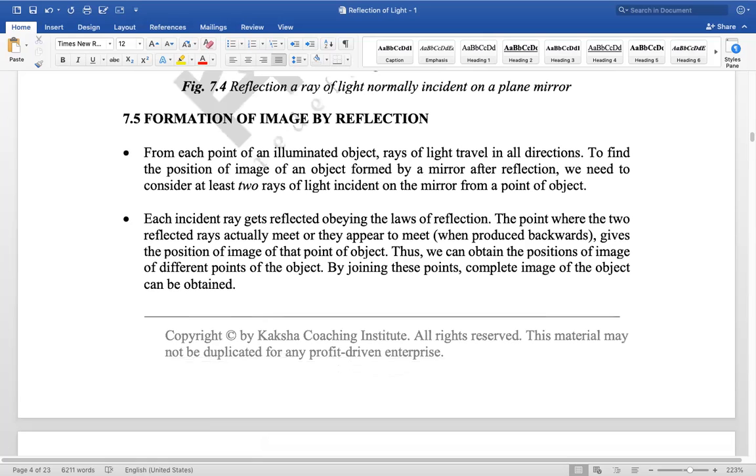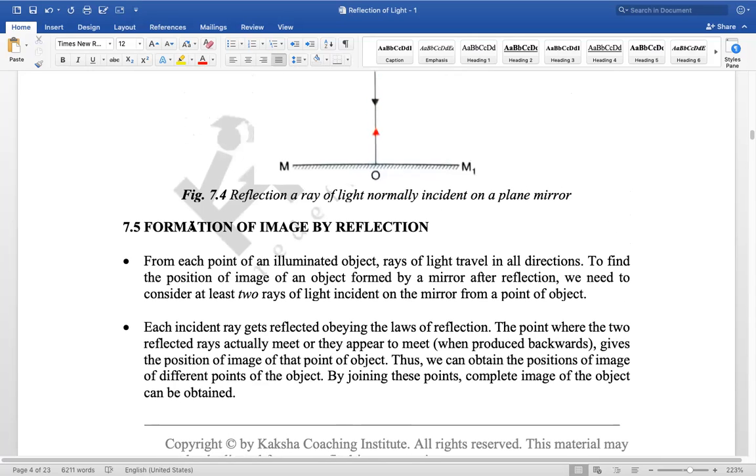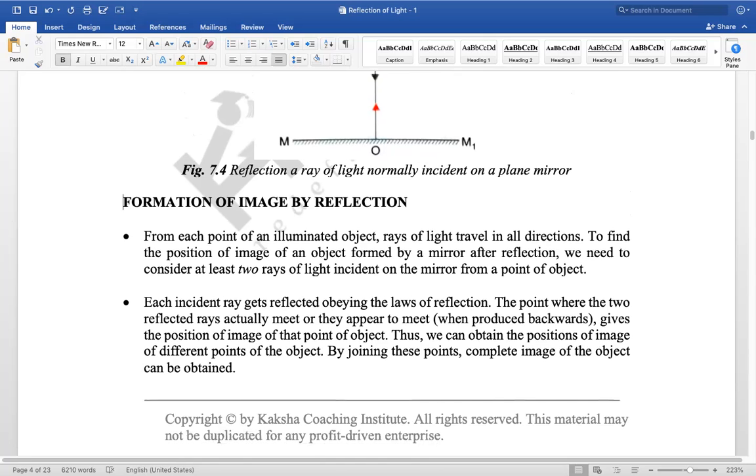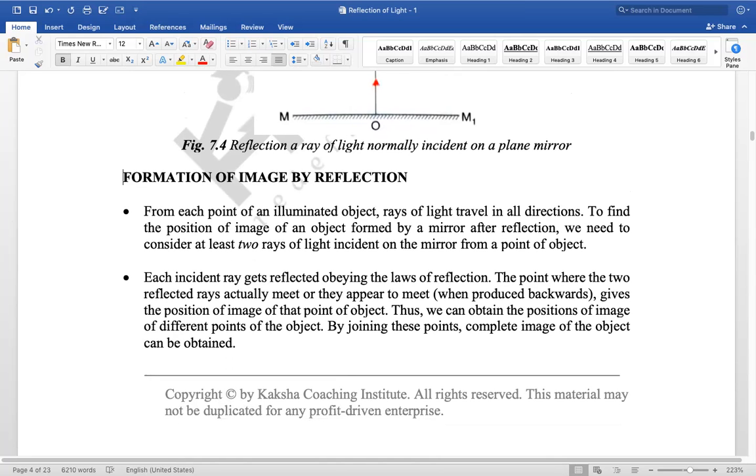Now, formation of image by reflection. So, from each point of an illuminated object, rays of light travel in all directions. To find the position of image of an object formed by a plane mirror after reflection, we need to consider at least two rays of light incident on the mirror from a point of object.